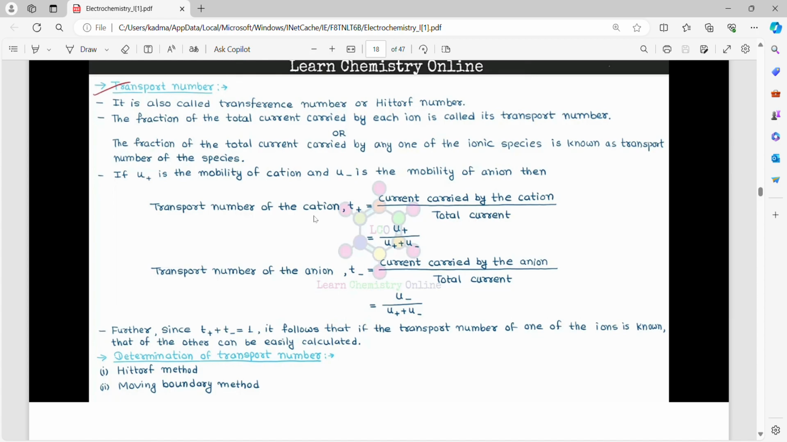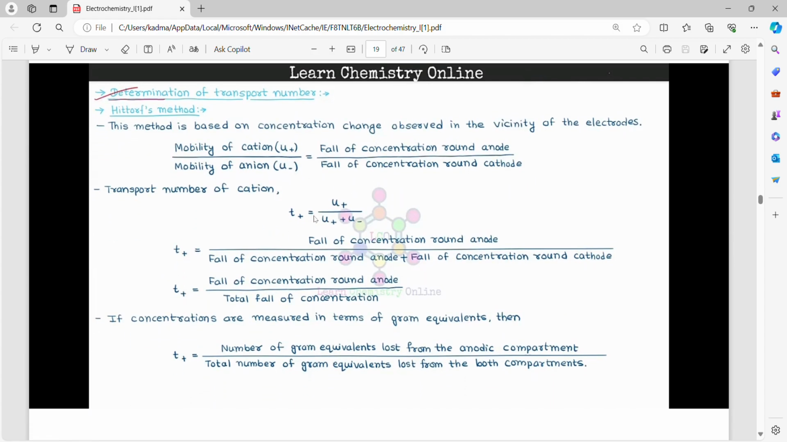Determination of transport number: Hittorf method, moving boundary method. Determination of transport number, Hittorf method. This method is based on the concentration change observed in the vicinity of the electrodes. Mobility of cation U+ upon mobility of anion U- is equal to fall of concentration round anode upon fall of concentration round cathode. Transport number T+ is equal to U+ by U+ plus U-. T+ is equal to fall of concentration round anode by fall of concentration round anode plus fall of concentration round cathode, which is equal to fall of concentration round anode by total fall of concentration.